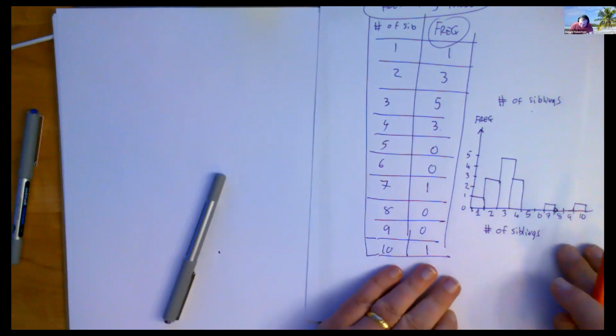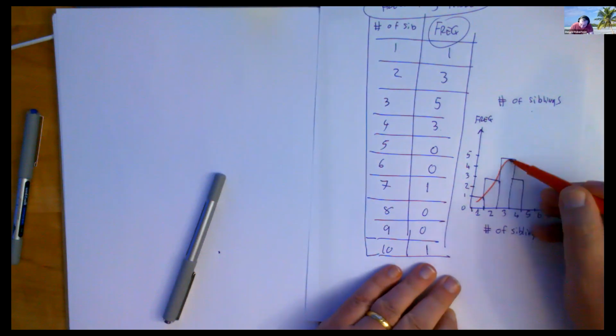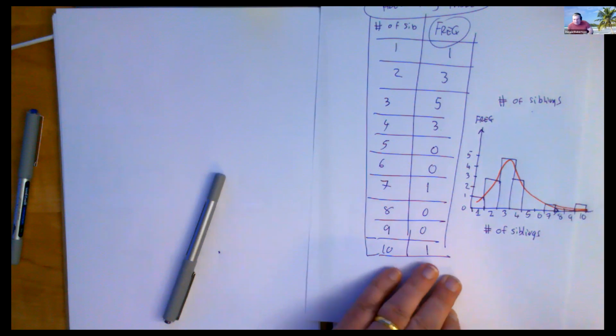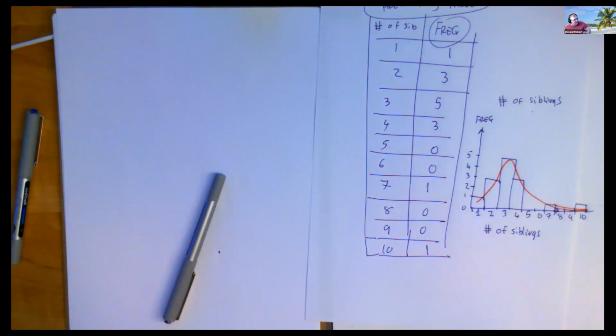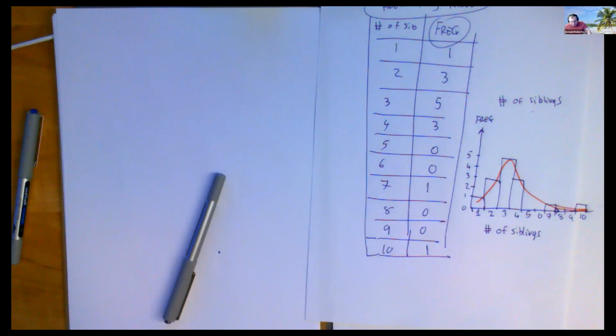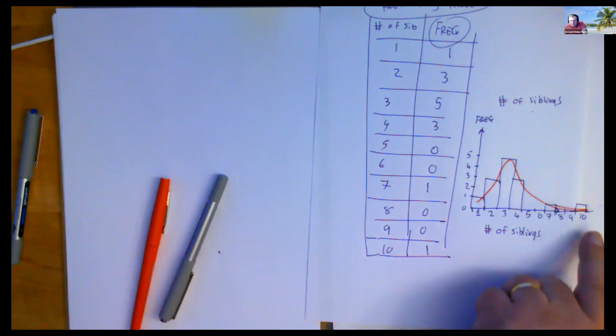But if I took this data and I draw this kind of thing, it's kind of skewed to the right, isn't it? Maybe a little bit. I wouldn't bet my last dollar on it, but it is kind of skewed to the right.